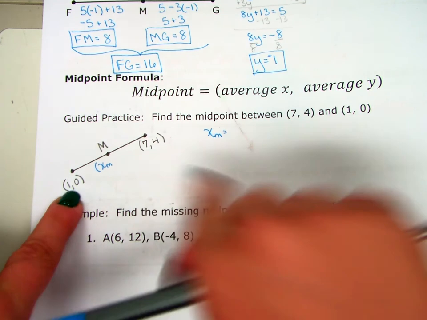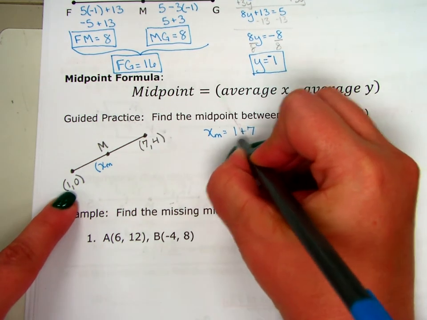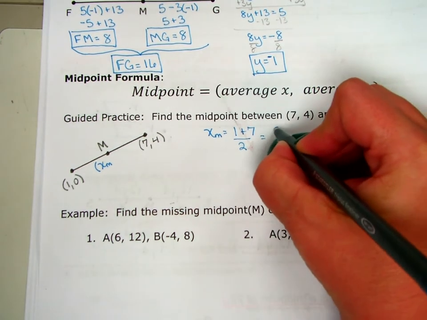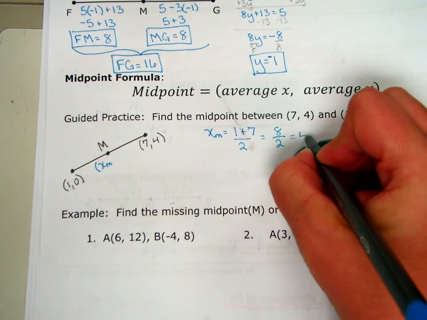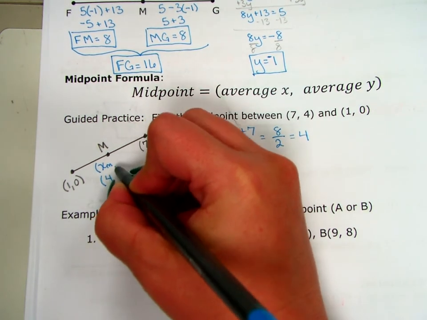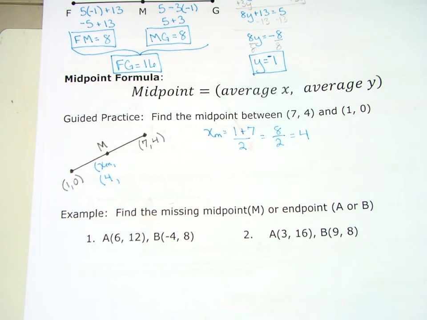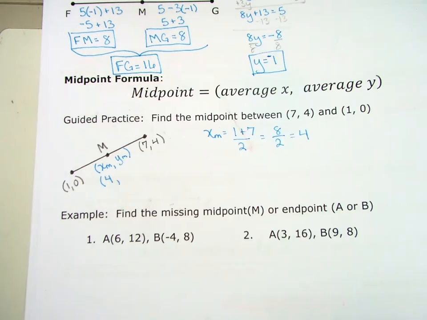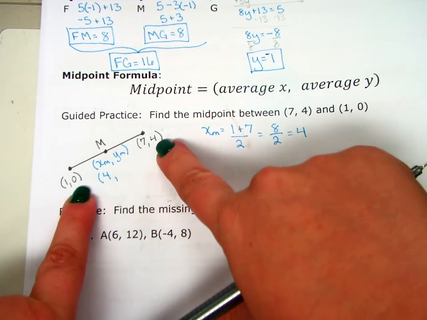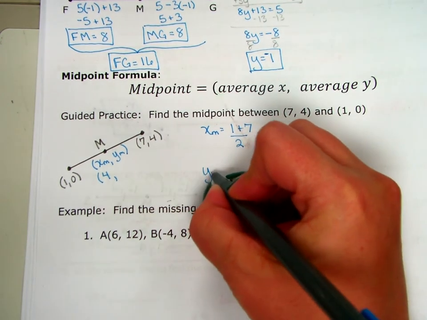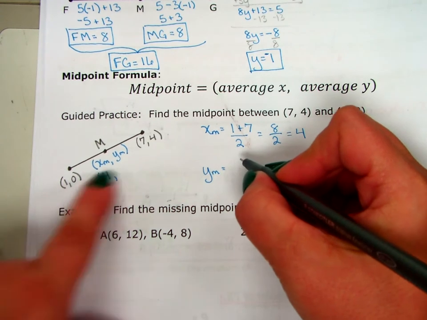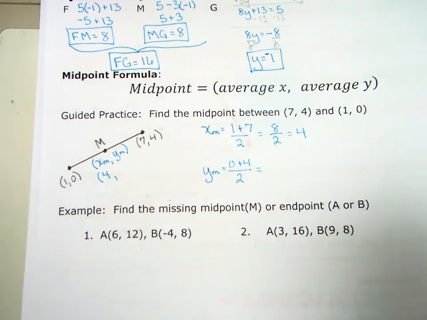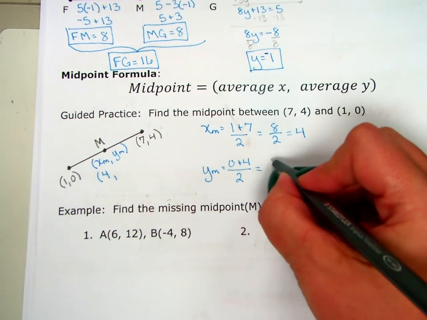So my 1 and my 7 added together and then divided by 2. What's 1 plus 7? 8. And 8 divided by 2? 4. So I know that's going to be my x value for the midpoint. Okay? My y, I'm going to do the exact same thing, the y for the midpoint, but with the 0 and the 4. So my y for the midpoint is going to be my 0 and my 4, the y's, added together and then divided by 2. 0 plus 4 is 4. Divided by 2? 2.